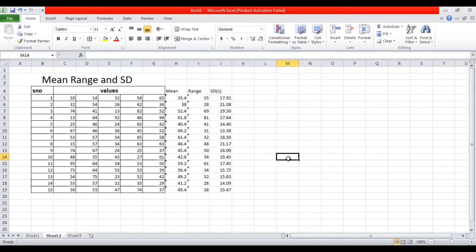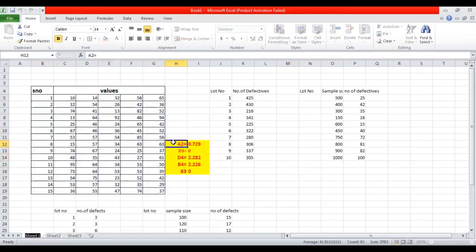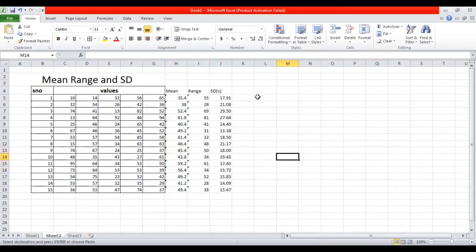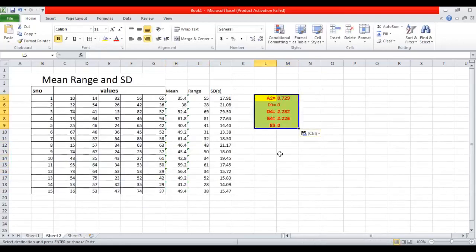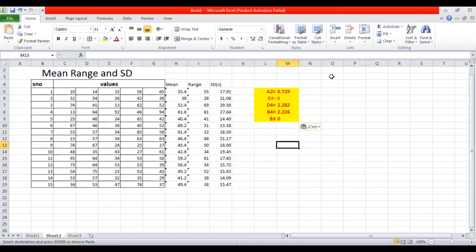Next, we want to find the control limits. To find the control limits, we need different values, that is, table values also. So these are the table values. The A2 value we use in the construction of the mean chart. D3 and D4 we use for the range chart. B3 and B4 we use for the standard deviation chart. Coming to the mean chart, first we want the UCL value, so first the control limits for the mean chart.